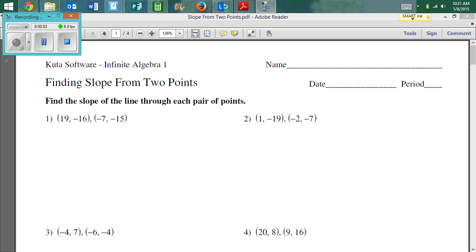Hey everyone. Yesterday we talked about finding the slope of lines given a table of values or a function table. We also were able to determine whether or not the line that goes through those points was increasing, decreasing, horizontal, or vertical based on the points. Today we're going to review how to find the slope of a line that passes through 2 points.